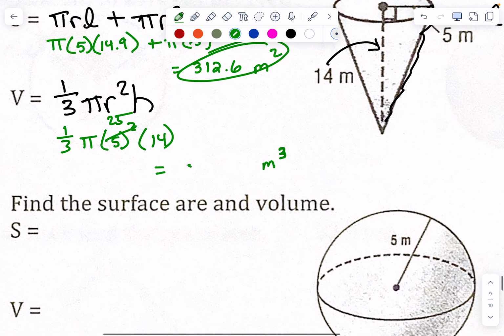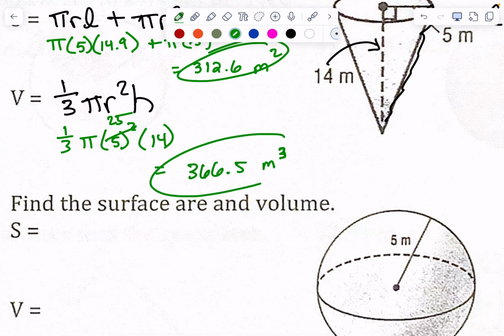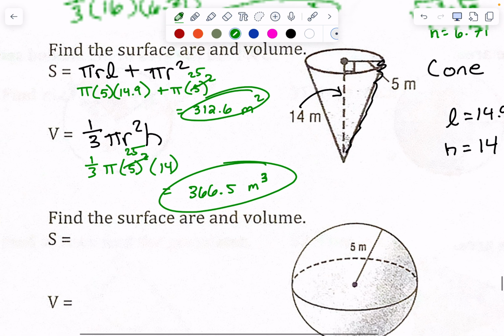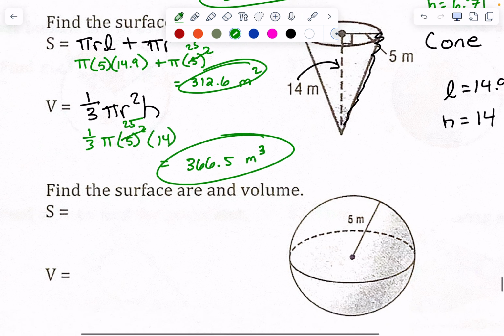Okay, what'd you get? 366.5. 366.5 meters cubed. See, this is one where we're getting close to the surface area and volume being the same, right? There's a certain point where they'll hit the same, and then from there the numbers will get larger and the volume will get bigger. Okay, let's go. All right, surface area and volume.